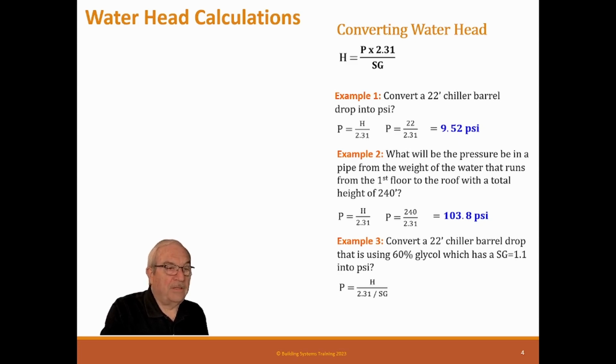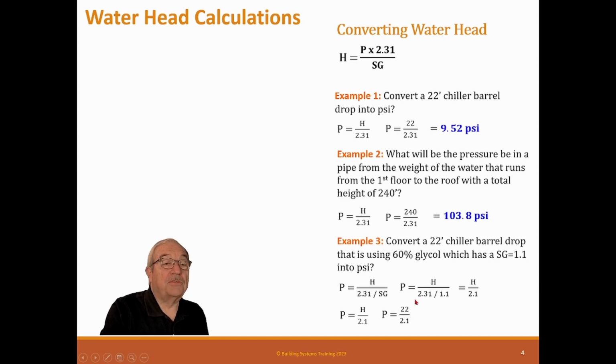So now we have to add back in the specific gravity component, which is H over 2.31 divided by specific gravity. So that equals H divided by 2.31 by 1.1. And of course that equals this, 2.1. So we'll get there in a minute.